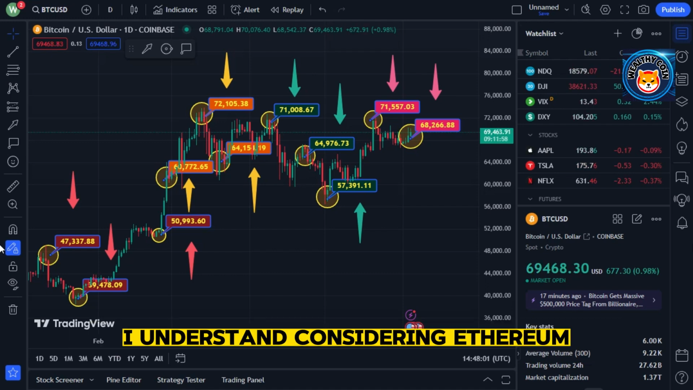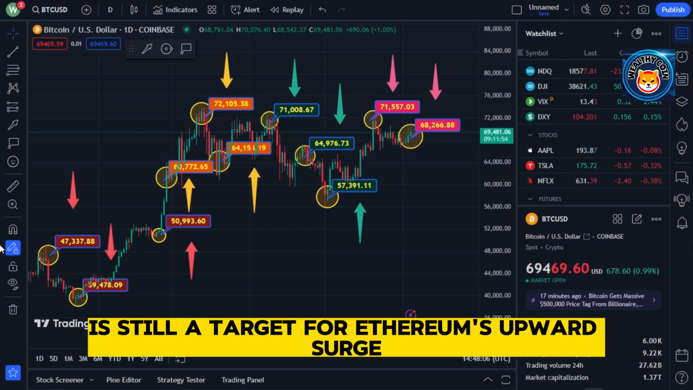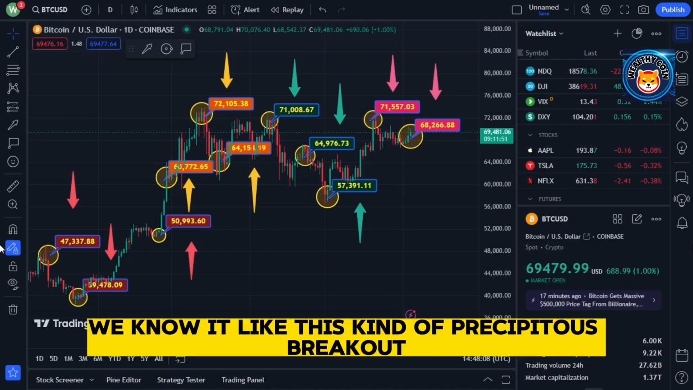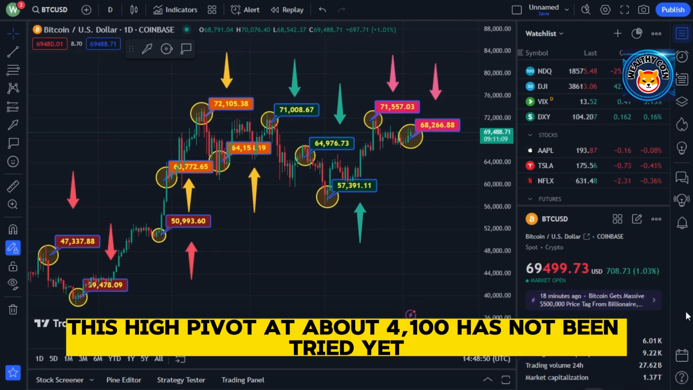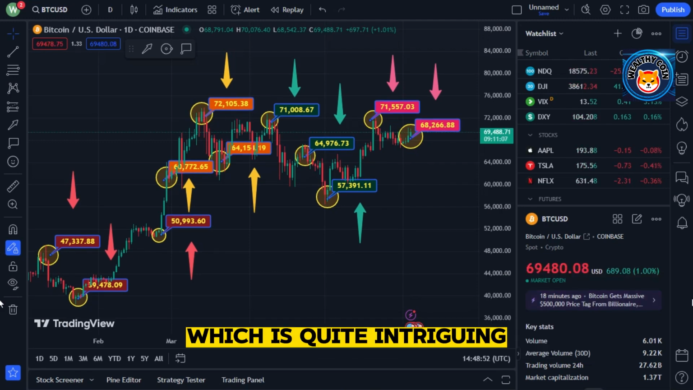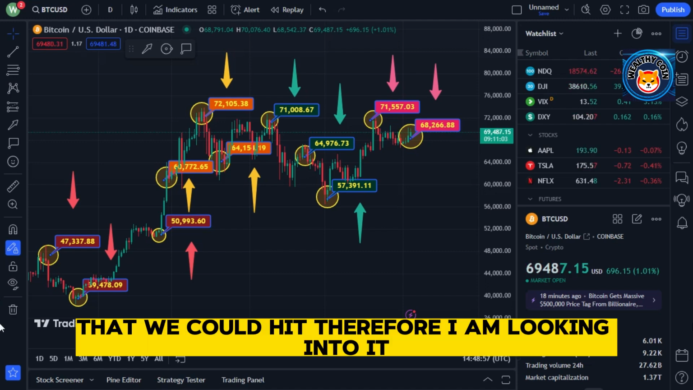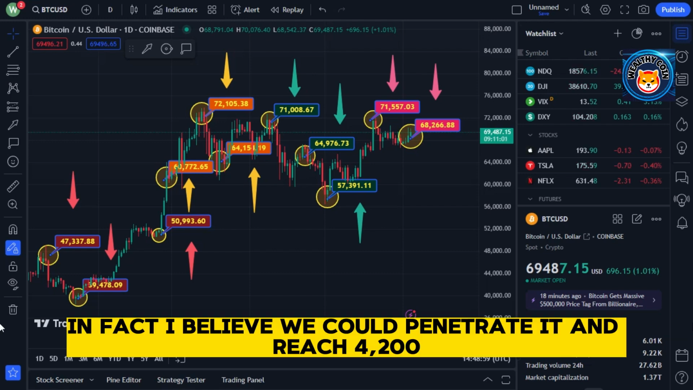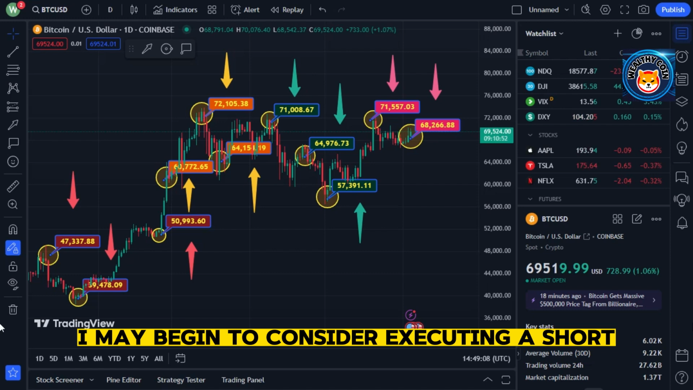I understand, considering Ethereum. The double top is still a target for Ethereum's upward surge. What a stunning channel breakthrough we had. We know it. This kind of precipitous breakout doesn't happen very often. That's an outstanding breakout. This high pivot at about 4,100 has not been tried yet, which is quite intriguing. I am considering the chance that we could hit it, therefore I am looking into it. In fact, I believe we could penetrate it and reach 4,200. However, I must admit that if we reach $4,200 this week, I may begin to consider executing a short.